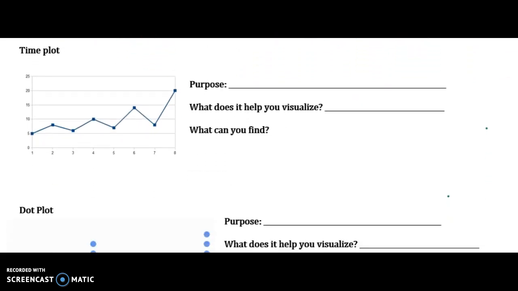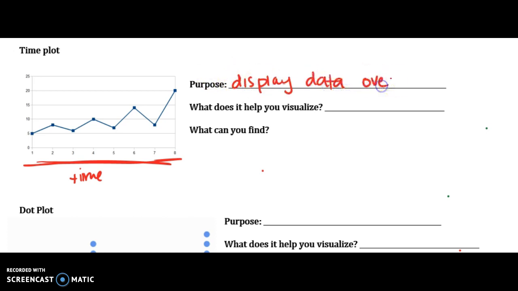A time plot. The purpose of a time plot is to describe and plot how something changes over time. So usually your x-axis is some kind of time. And your y-axis is a measurement of some kind. So it could be how tall people are, or the temperature, or something like that. So the purpose is to display data over time.